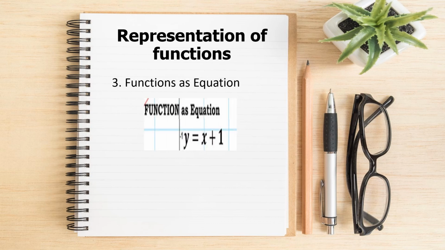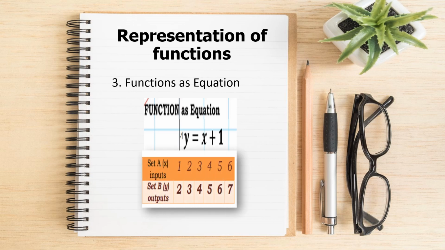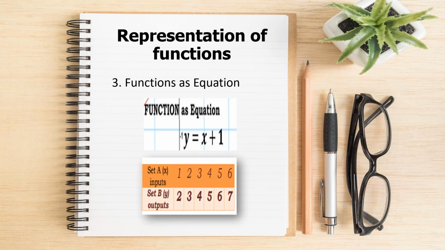Next, functions as equation. Using again the function that we have in our function machine, f of x equals x plus 1. But since f of x is equivalent to y, it is logical to have y equals x plus 1 using transitive property of equality. So when x is 2, simply replace x by 2, so y equals 2 plus 1, and then your y value now will be 3. When your x is 4, simply replace x by 4, y equals 4 plus 1, your y is 5, and so on.